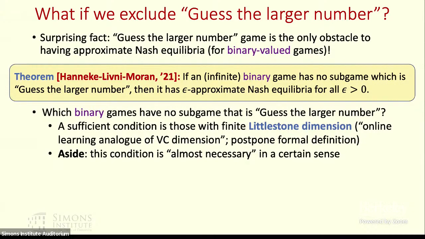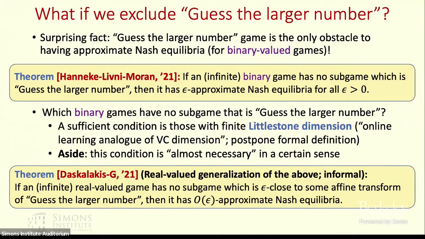A slightly more convenient condition to work with, which is sufficient for this subgame condition, is that those games with finite Littlestone dimension have no subgame that's guess the larger number and therefore have approximate Nash equilibria. Now, for those of you who aren't familiar with Littlestone dimension, I'll define it in a couple of slides. But for now, you can think of it as an online learning analog of the VC dimension, the parameter which characterizes online learnability. Also note that having finite Littlestone dimension is in a certain, somewhat vague sense, almost necessary for not having any subgames which are guess the larger number.